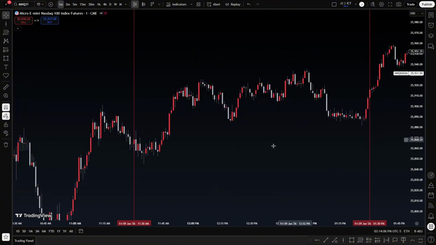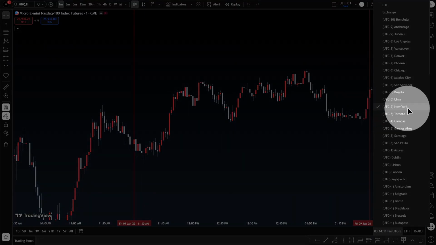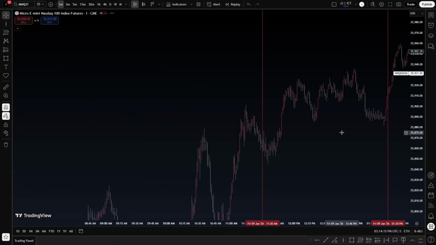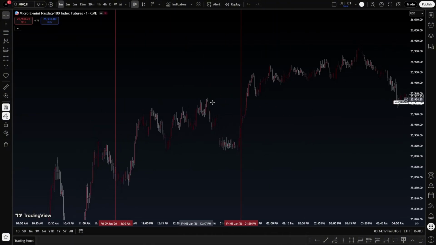Lunch macro is from 11:30 a.m. to 1:30 p.m. New York local time. Okay, please remember that. It's New York local time right there. So within this time range, price shouldn't, keyword, shouldn't do much expanding. It really shouldn't. Shouldn't do much expanding at all.